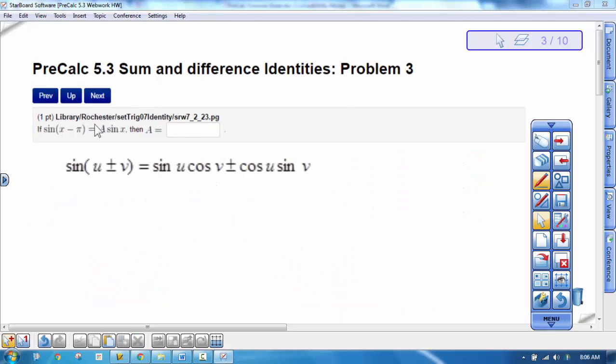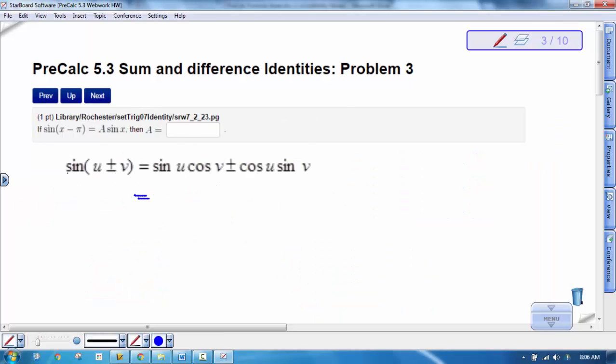Okay, the next problem wants us to find the sine of x minus pi, so I'm going to use this formula right here, use the bottom now. So u is x, and then v is pi. So I have the sine of the first angle, which is x, cosine of the second angle, pi, and I'm in the bottom here with a minus, so I've got to stay with the minus here. Cosine of the first angle, x, sine of the second angle, pi.